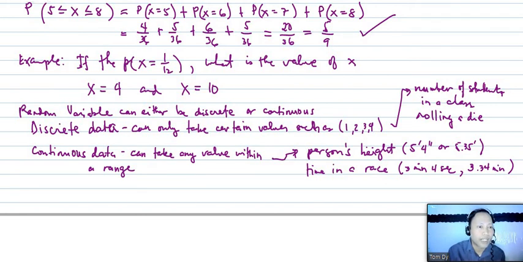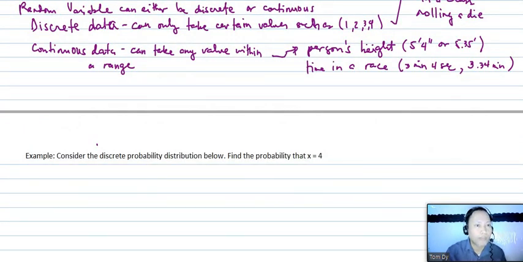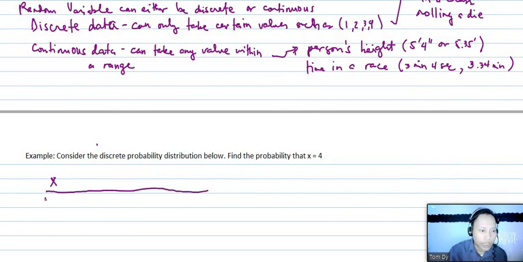These are part of a random variable. In our discussion about random variables, which can be either discrete or continuous, we have another example of a discrete probability distribution. Say, for example, we consider the discrete probability distribution below. Find the probability that x is equal to 4. We have this as our discrete probability distribution, a table with the value of x and the probability of x.